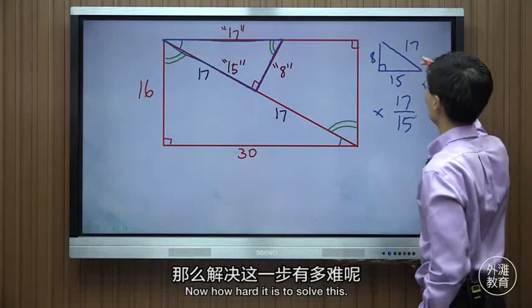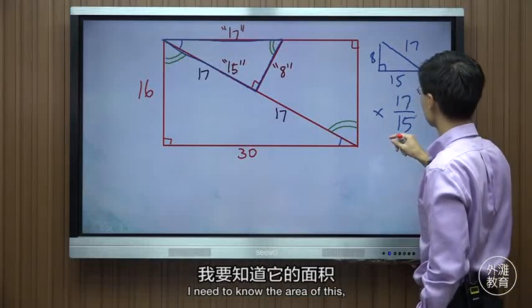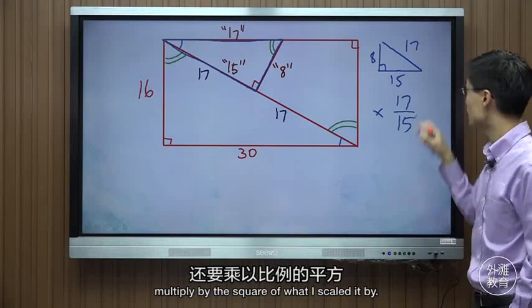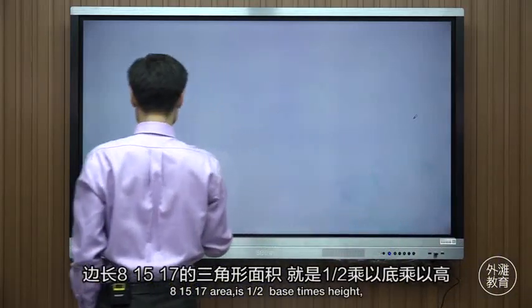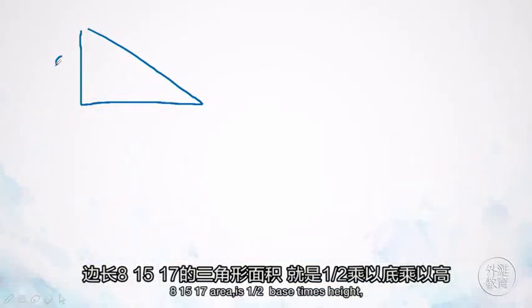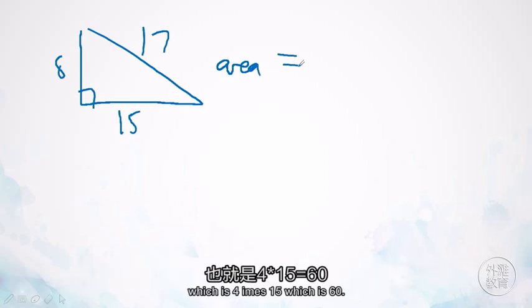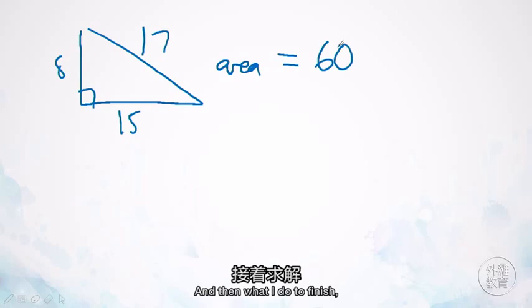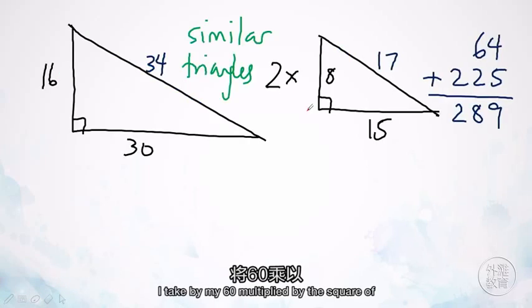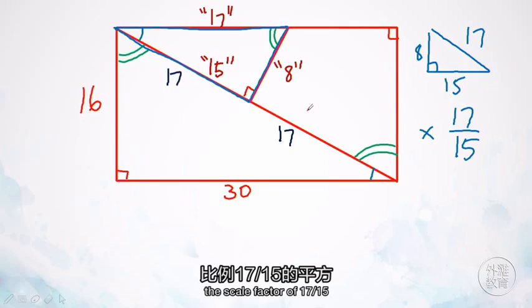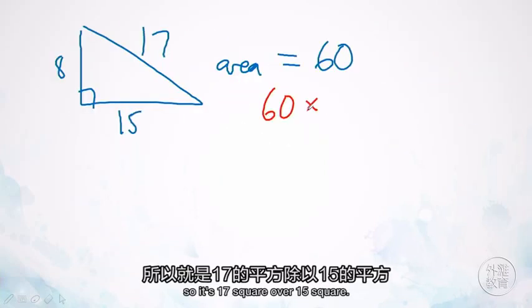Now, how hard is it to solve this? I need to know the area of this multiplied by the square of what I scale it by. So now I can finish. 8, 15, 17 area. The 8, 15, 17 area is 1/2 base times height, which is 4 times 15, which is 60. And then what I do to finish is I take my 60, multiply by the square of the scale factor, 17 over 15. So it's 17 squared over 15 squared.